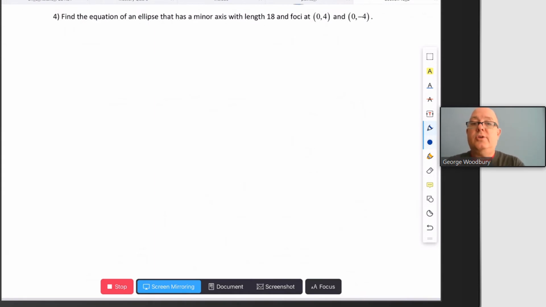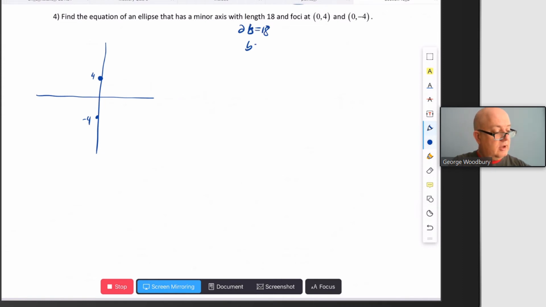Number 4, find the equation of an ellipse that has a minor axis with length 18 and foci at (0, 4) and (0, -4). So I'm going to use the same kind of approach, not to scale, but the foci are at (0, 4) and (0, -4). And that has to be the major axis. So the minor axis has to be the horizontal one. Its length is 18, so that tells me that b is 9. So out here at 9 and -9.